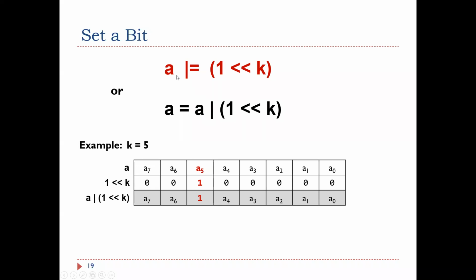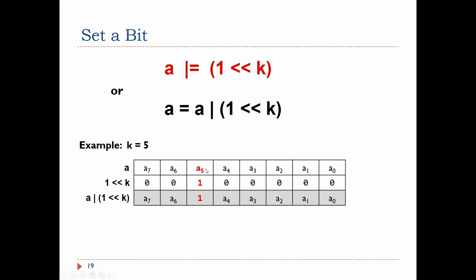This could also be written in this format. This is a short format here. Normally this is the shortened format, but these are exactly the same. So let's take a look at an example again. We'll see this example with an 8-bit value here. So we have A0 to A7 here. And we are interested in setting the 5th bit, that means A5 here.